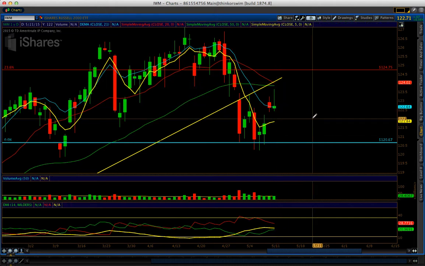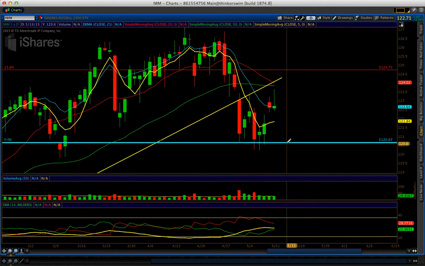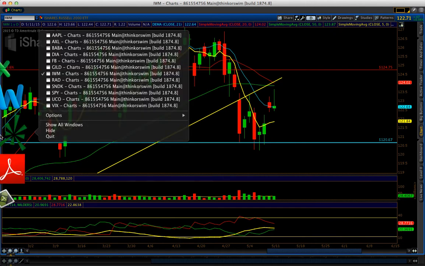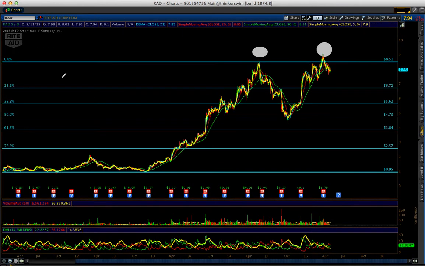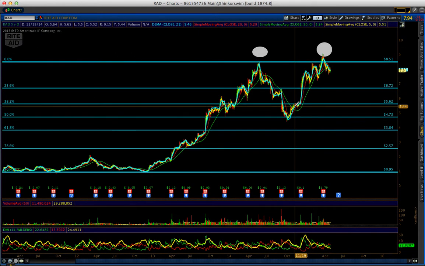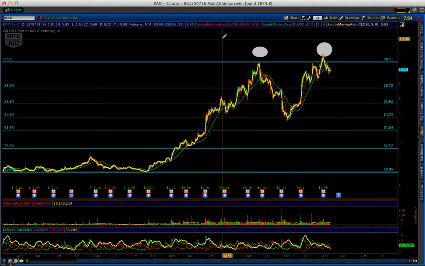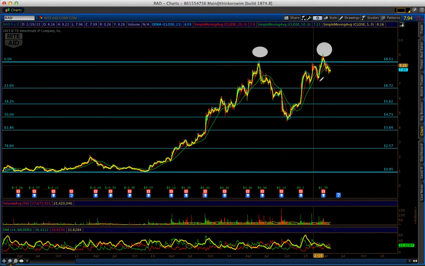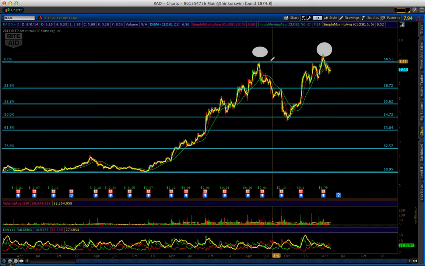This trade is still valid because it's high probability that we're gonna go and retest the 120 and probably break down this time. Now let's talk about Rade. This is another one that I like to trade sometimes because it moves very nicely. It's a nice momentum stock.